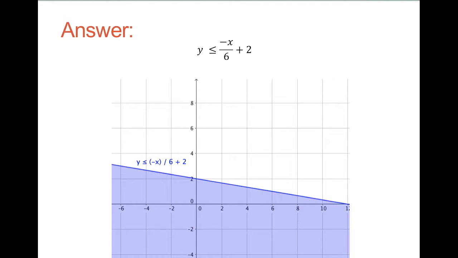This is what you should have got, something that looks like this. I have a negative slope and I have a b that's 2. So as you can see, my graph passes through 2. My line is also solid because it's a less than or equal to inequality. And because it's a less than or equal to, you shade under the graph.